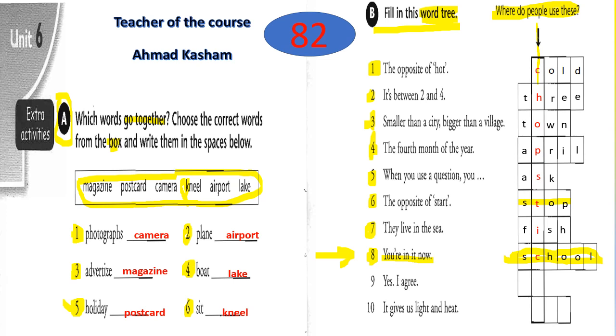Now, number 9. Yes, I agree. When you agree, you say yes, you say okay. Number 10. It gives us light and heat. What is it? It's the sun, of course. Now, what do we have here in this column with the red letters? We have chopsticks. Where do people use these? In Japan, of course.